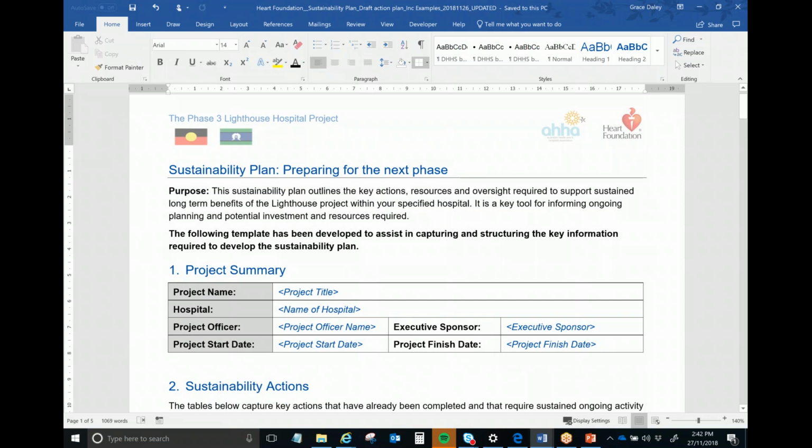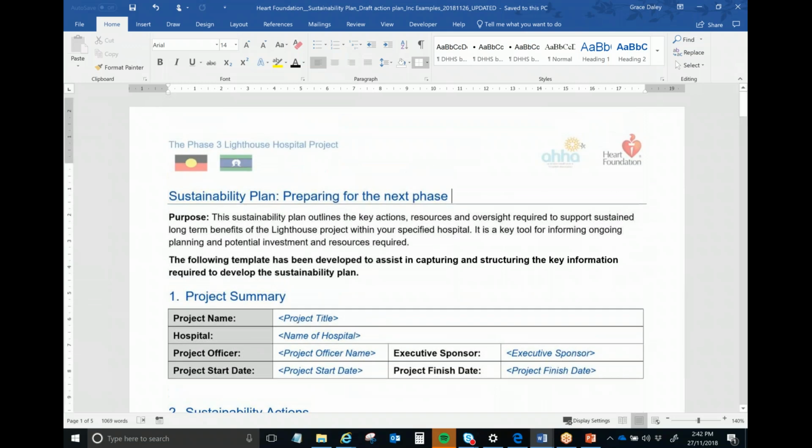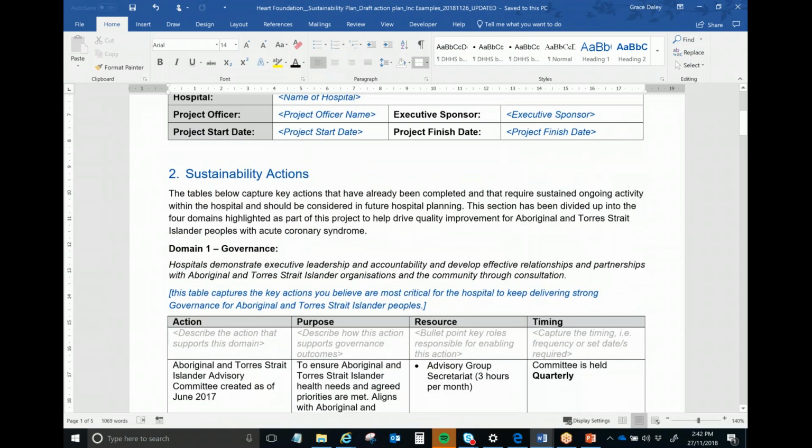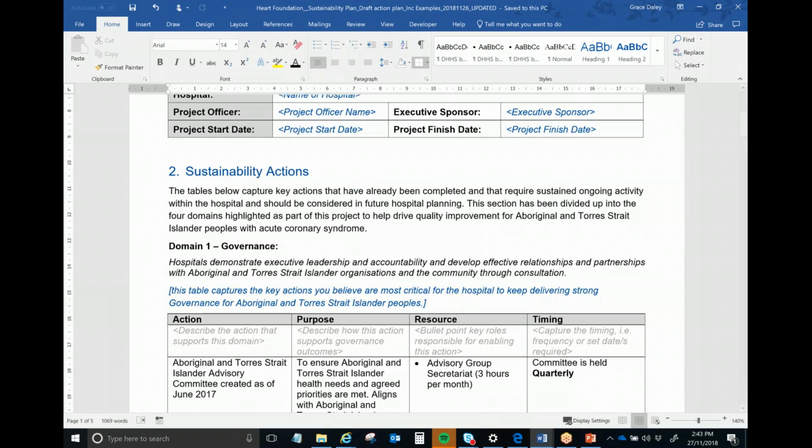It sounds ridiculously obvious, but it's really important just to make sure that we have that information up front. Section 2 is around actions that have completed in the course of the project to date, to enable us to pull together all this thinking and for you to start to share and influence and engage with your peers within the hospital around how these could be continued post the end of the project funding.